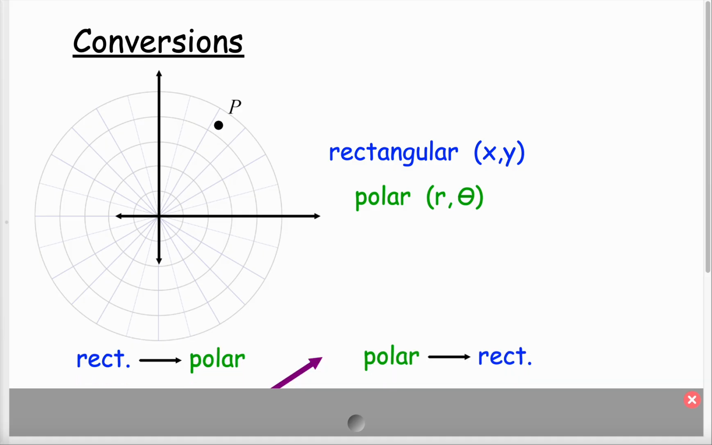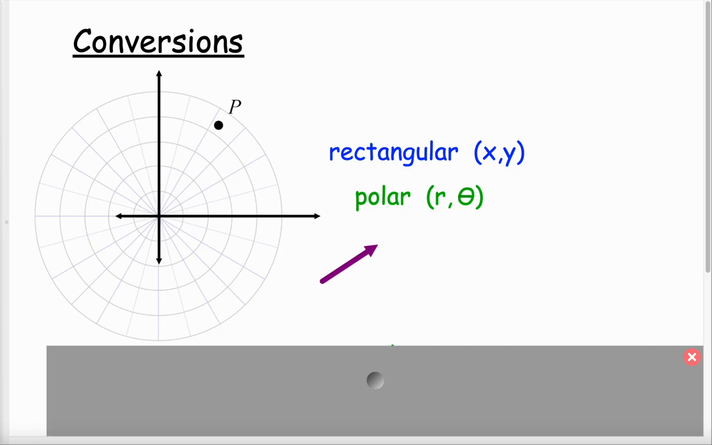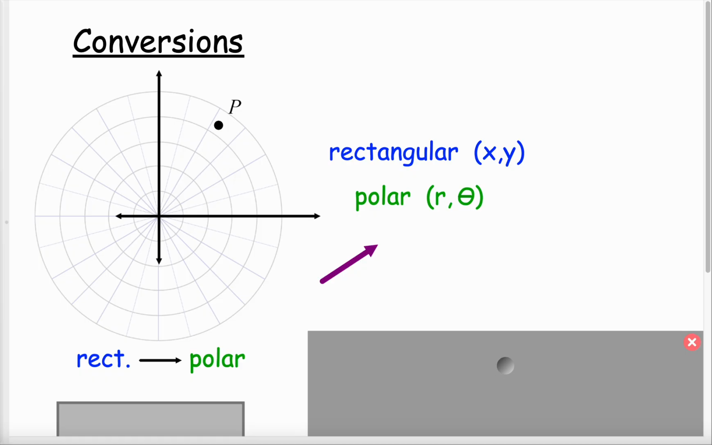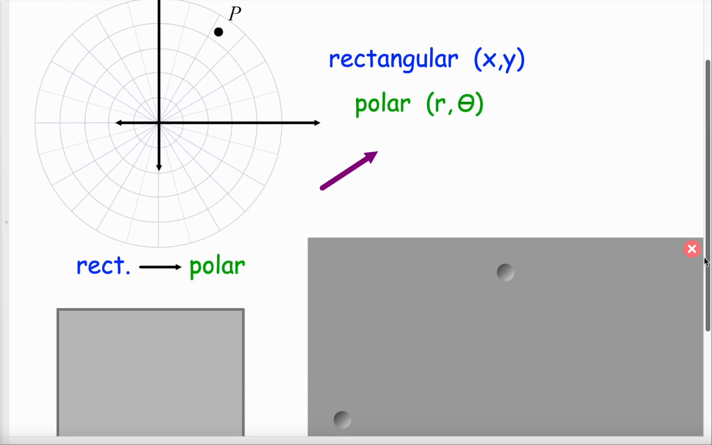It depends on what we have. If we're given the rectangular coordinates for a point P, we have x and y, we'd like to come up with r and theta in the polar system, and vice versa. Maybe we have the polar coordinates and we want to figure out the rectangular coordinates. All right, so let's start with, what if we have the rectangular coordinates and we want to find the polar coordinates?